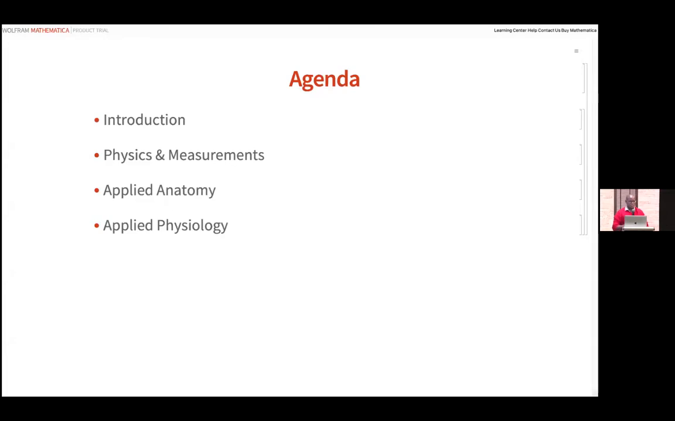Could have been many factors. My first language is Swahili. I was in an English speaking region, had those challenges. But then maybe there was just something wrong with the way I was teaching. So I'm going to do another small introduction and maybe also look at ways in which we can simulate physics and measurements, applied anatomy, applied physiology, because these are the basic sciences for anesthesiologists or any other anesthesia provider.